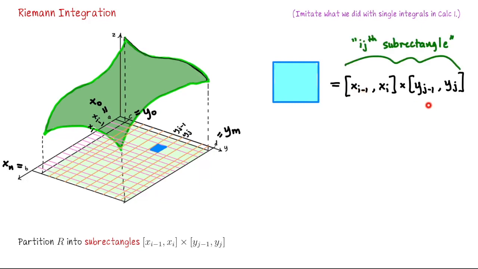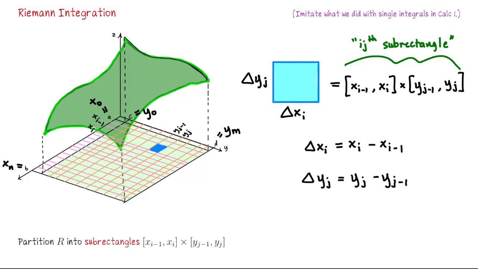So i for x, j for y. If this side is parallel to the x-axis, then the length of that side will be denoted as delta xi. Similarly, for the other side, its length is delta yj. You compute those side lengths by doing right point minus left point. So delta xi is xi minus x sub i minus 1, the length of that little subinterval from the x-axis. And similarly, delta yj is yj minus y sub j minus 1.